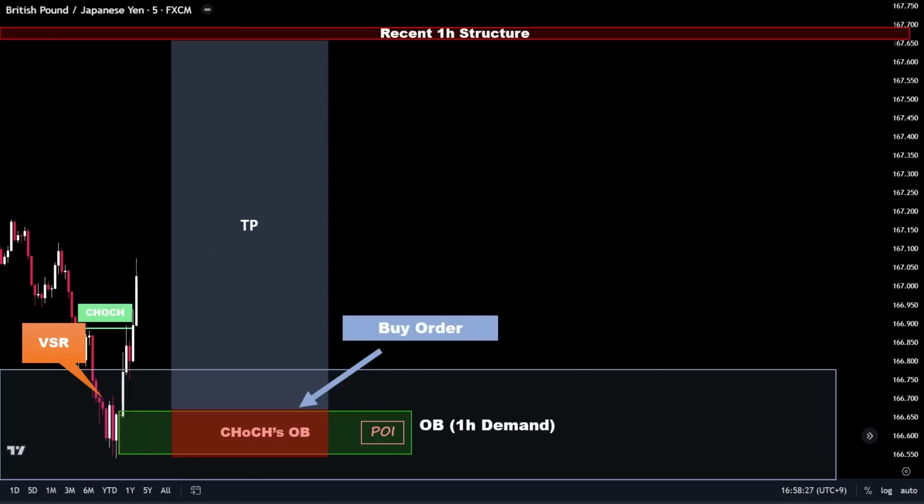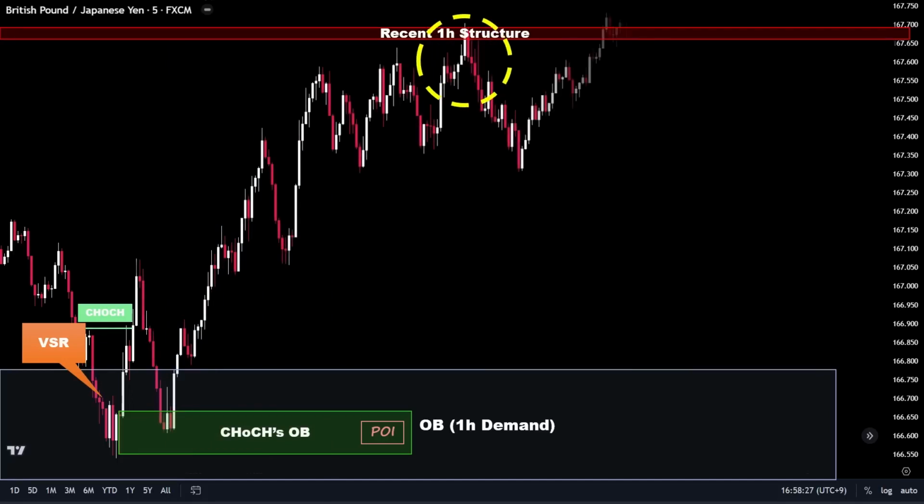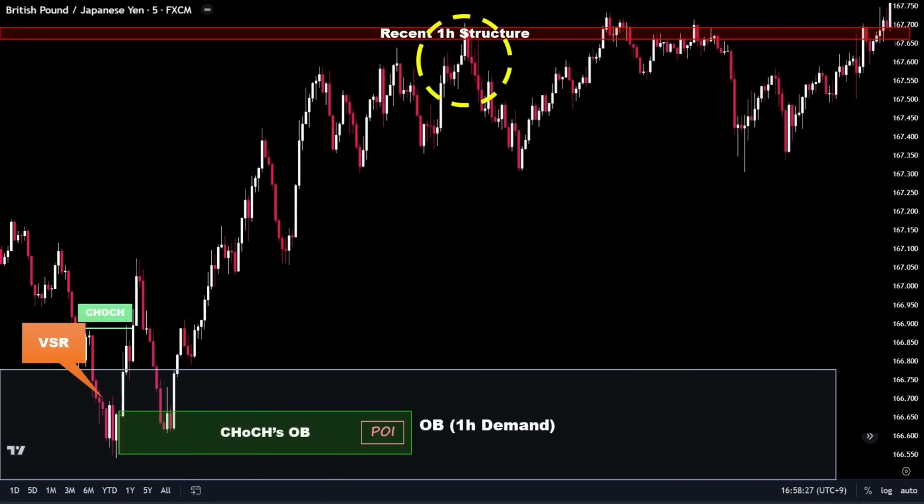Now, we must monitor the market closely and let the trade unfold according to our analysis. Our buy order has been activated and we are officially in the market. As predicted, the price rose back up after the buy order was triggered and eventually hit our take profit target. And this trade provided an 8 reward-to-risk ratio, highlighting a successful outcome.